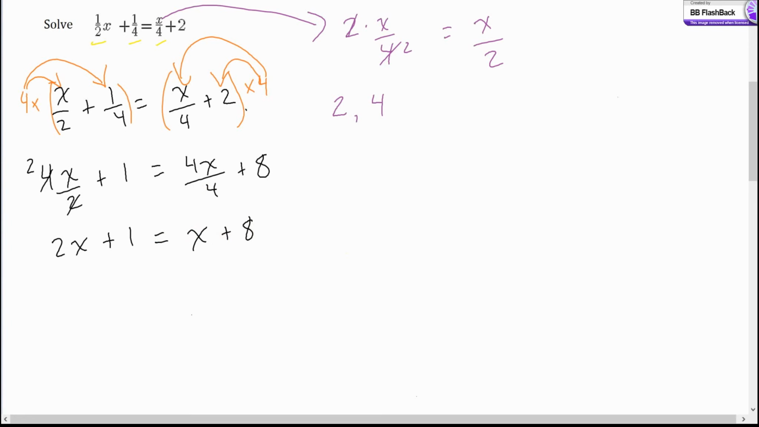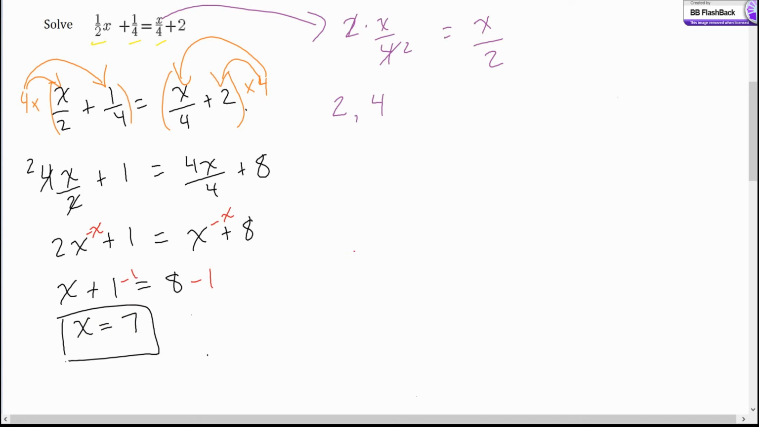Not too bad. We've already done a question like this. Let's collect our x's together. So I'm going to just squish in an extra little line here. I'm going to move this x over. I'm going to subtract x from both sides. So now I have 2x minus x is x plus 1 is equal to 8. Not too bad. One more step. We're going to subtract 1 from both sides. x is equal to 7.